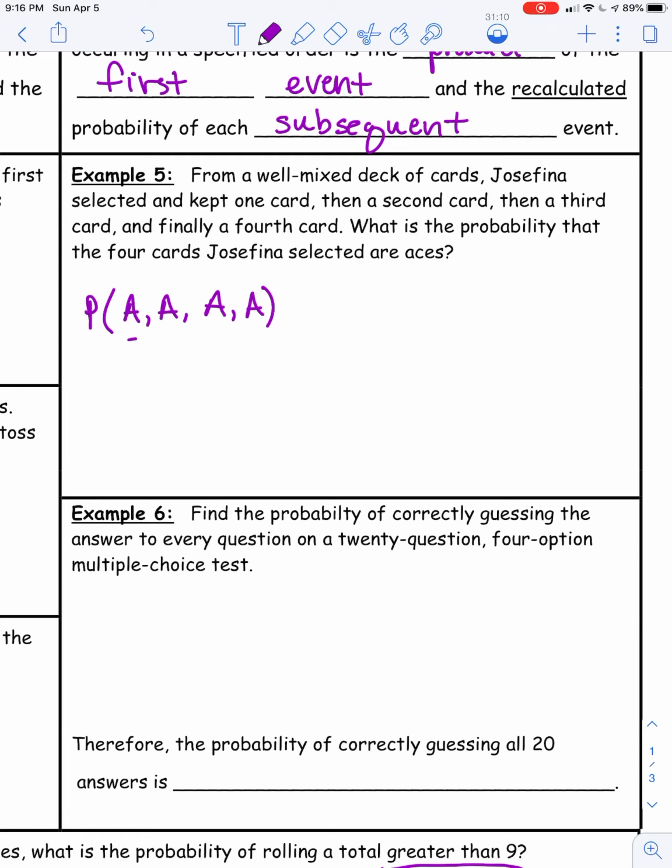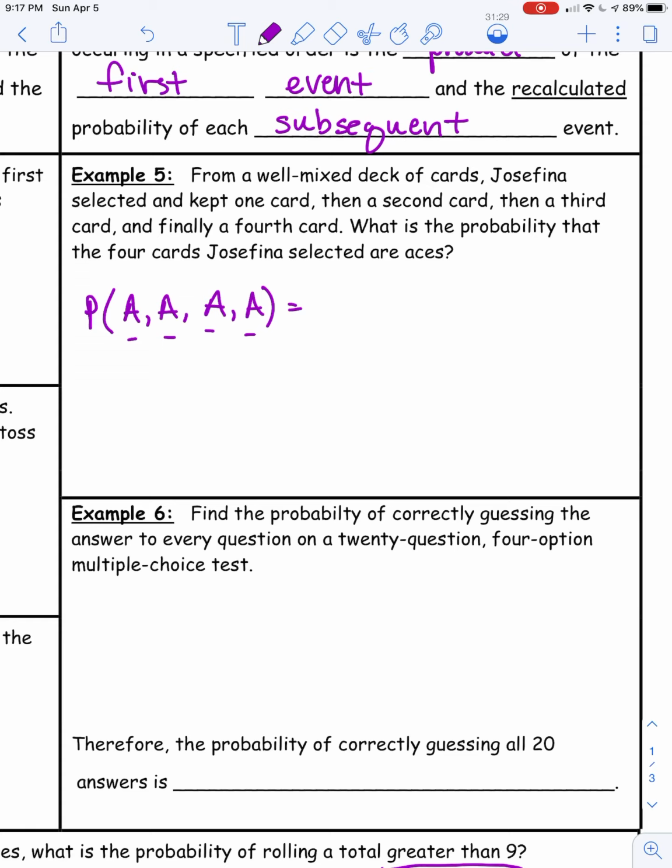So there's the probability of drawing 4 aces. An ace on the first draw, an ace on the second draw, an ace on the third draw, and an ace on the fourth draw. Here's what makes this a dependent event. I want you to think about this. It says each time she pulled a card, she kept it. She did not place it back in the deck.